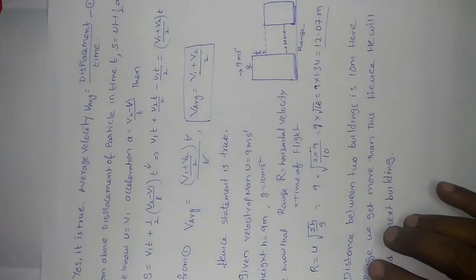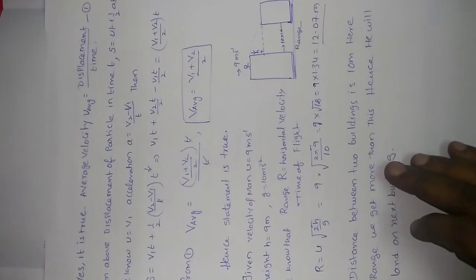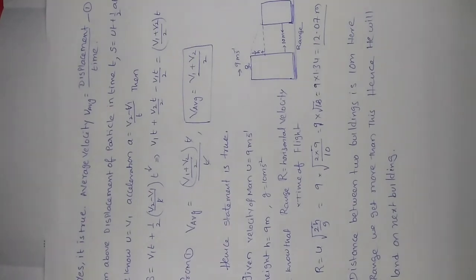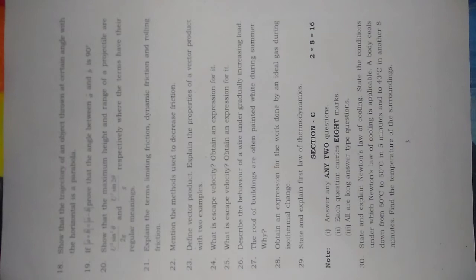So we can write finally like this. The distance between the two buildings is 10 meters. Here the range we get is more than this. Hence he will land on the next building. So this is the answer to the 17th question.